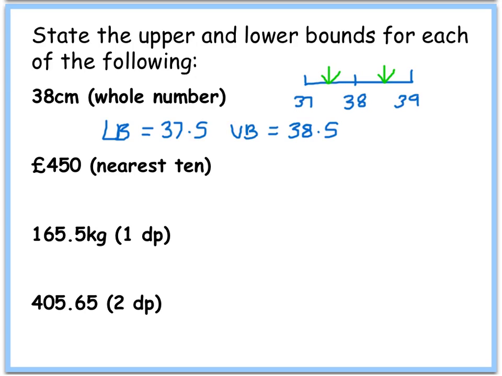So those are the upper and lower bounds, and it's always plus and minus a half of the units that are being used. So next one, if I've got £450 to the nearest 10, well, 10 less than that would be £440. So halfway in between 440 and 450 is going to be my lower bound, which will be £445. And the upper bound will be 450. The next 10 up would be 460. So halfway in between those two would be 465.